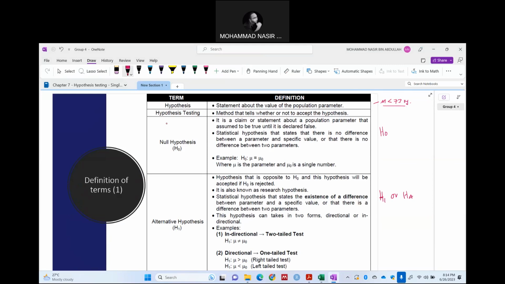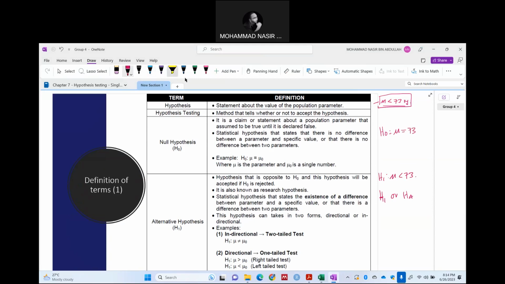The claim is the alternative hypothesis. The null hypothesis is the opposite of the claim, meaning the claim is not true. When our claim is that the mean weight of all students in this class is less than 73, the opposite of this claim will be that the mean weight is equal to 73 or more than 73. So the alternative hypothesis: the mean is less than 73.